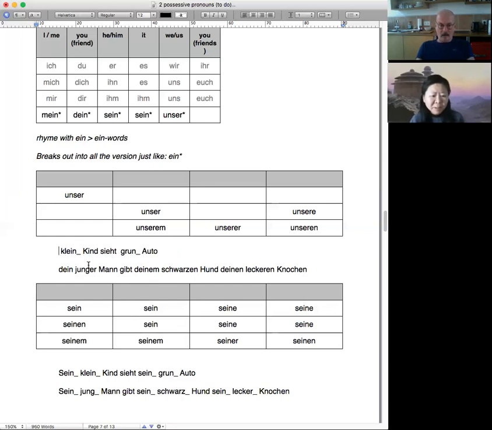What happens if I make this into our small child sees our green car? Our small child. Unser kleines Kind. Exactly. Unser kleines Kind sieht unser grünes Auto. So that's row two. Ta-da.